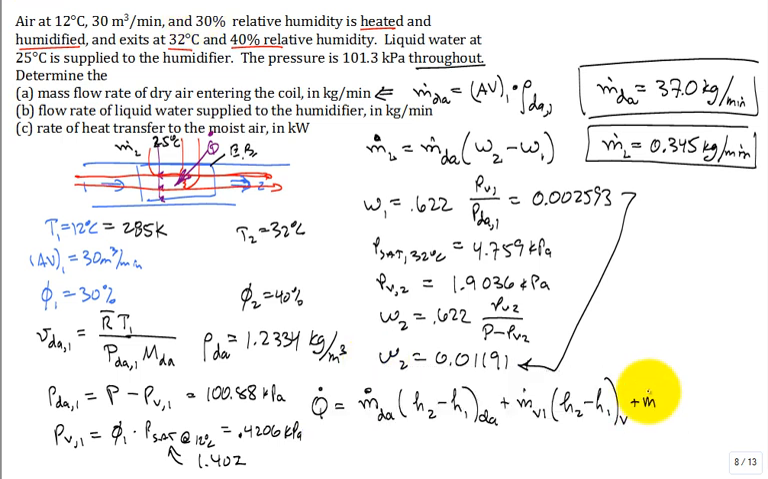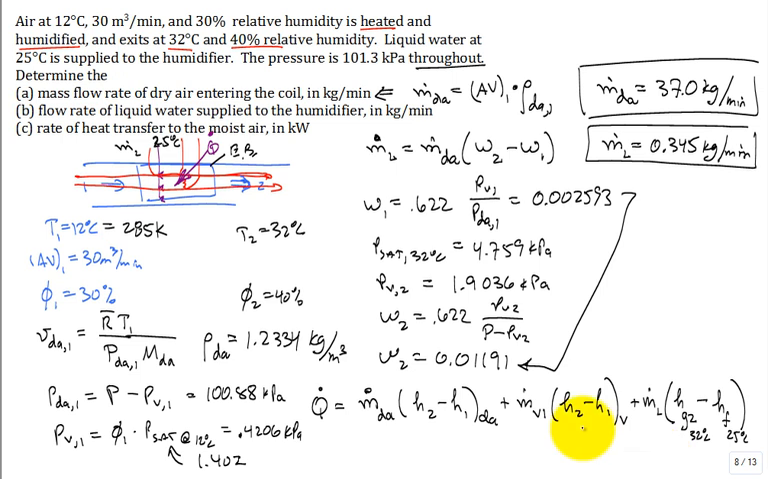Plus the mass flow rate of the liquid comes in and it goes out as vapor at 2. I'm going to write h_g at 2. But how did it come in? Liquid, h_f at the liquid, h_f at 25 degrees C. Right? This h_g, it goes out at 32 degrees C. So we're going to evaluate h_f at 25 and h_g at 32. Make sense? Yeah.